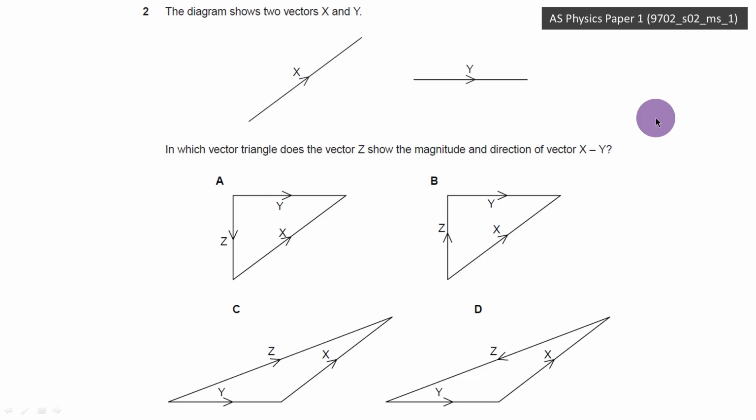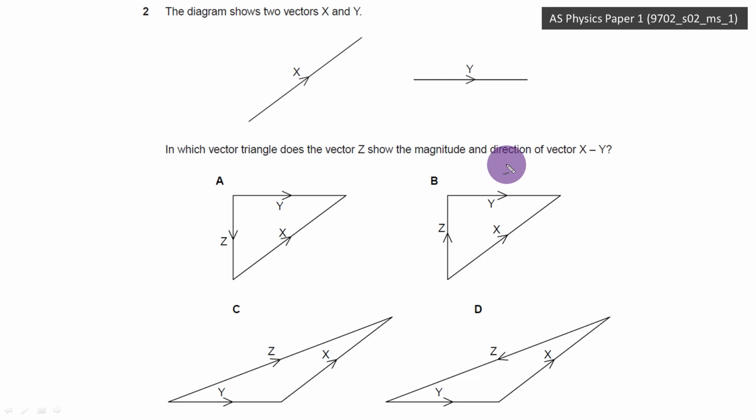So in question 2, this question is on vectors. The diagram shows two vectors x and y, and the vectors are shown here. This is vector x, this is vector y. In which vector triangle does the vector z show the magnitude and direction of vectors x minus y?